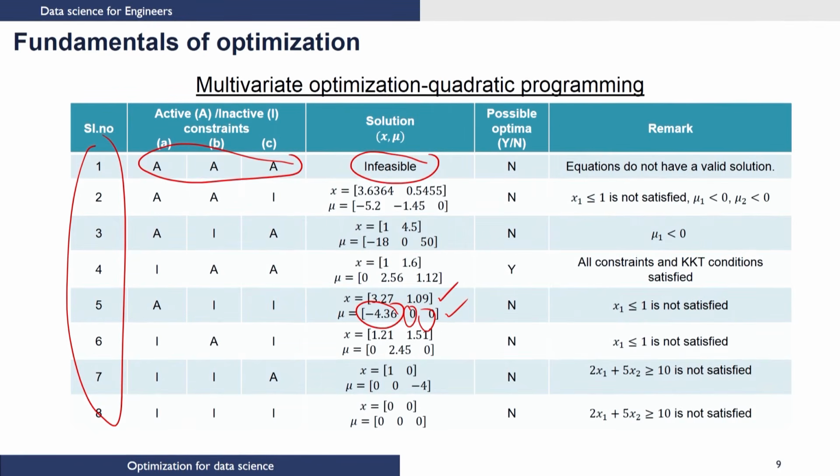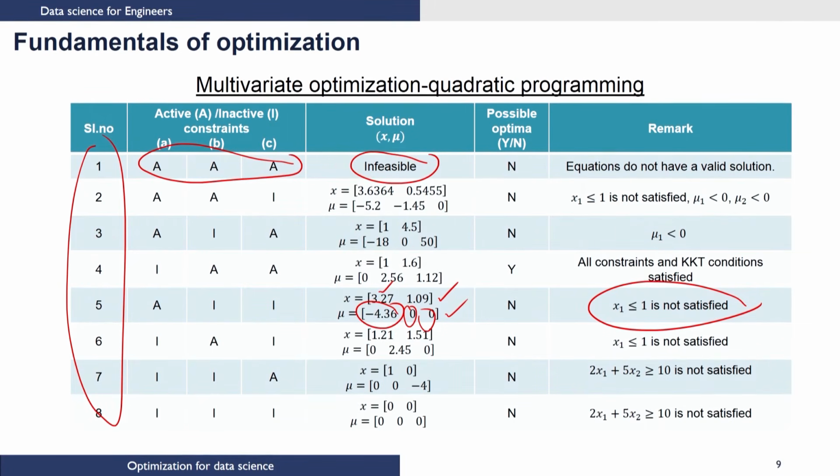However, when you look at this mu, you will see that one of the mu's is negative, which basically means that this cannot be an optimum point based on the conditions we showed in a couple of slides back. Not only that, on top of it, when you actually put these 2 values into the constraint x1 is less than or equal to 1, it is not satisfied, because x1 is 3.27. So, if you take this row for example, it looks like both this mu being positive is not satisfied and this constraint is also not satisfied.